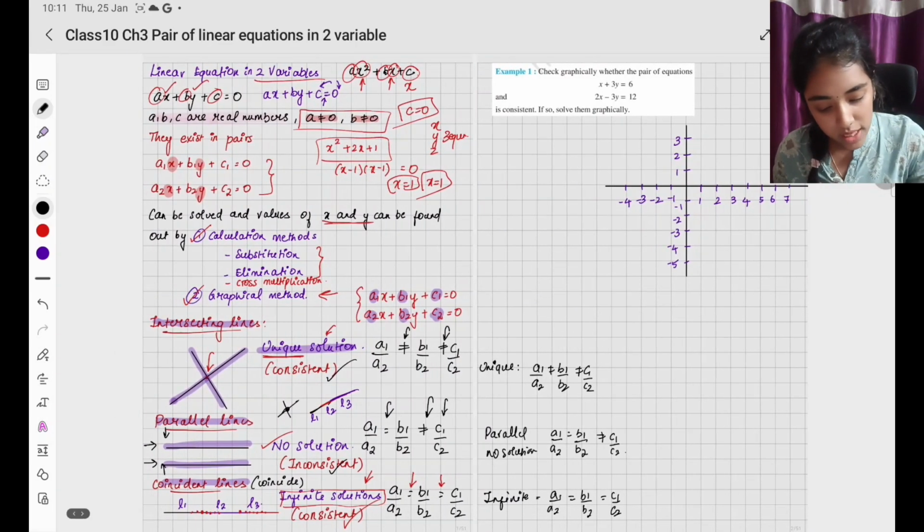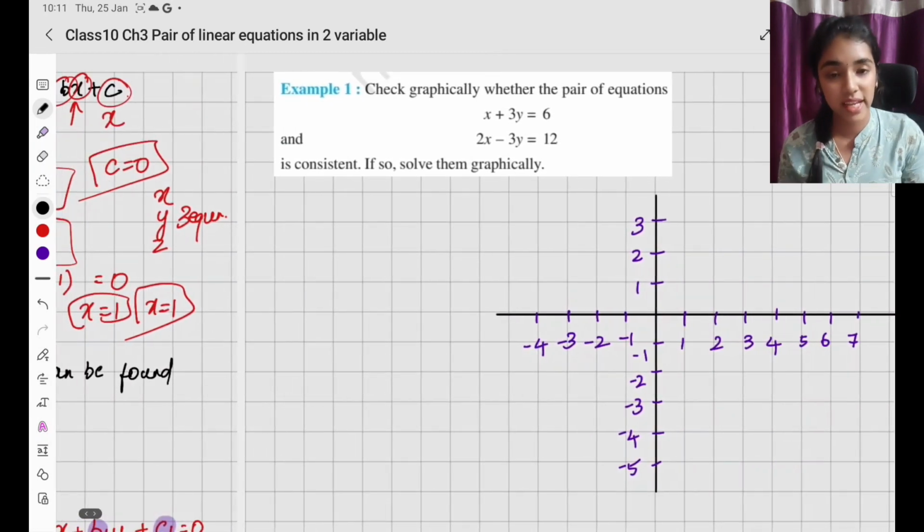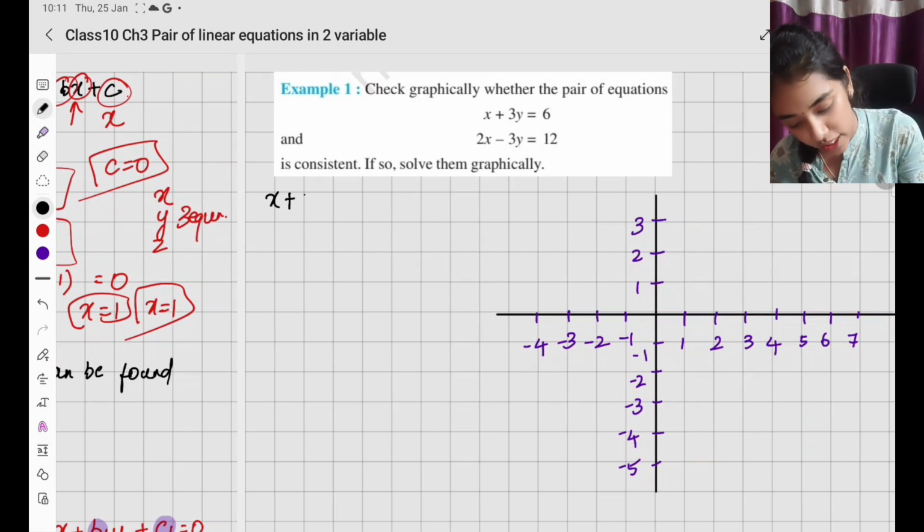Okay? Now, let's solve a question graphically. So, graphically, enna kuduthirukan? Let's solve an example, you'll understand. x plus 3y equals 6, 2x minus 3y equals 12. So, how do you find solutions for such graphs? So, first equation enna, you have x plus 3y equals 6.